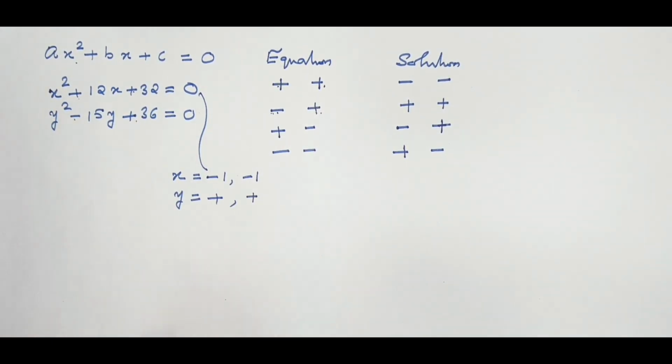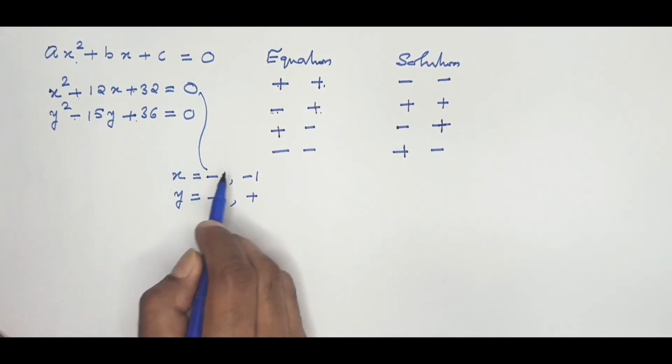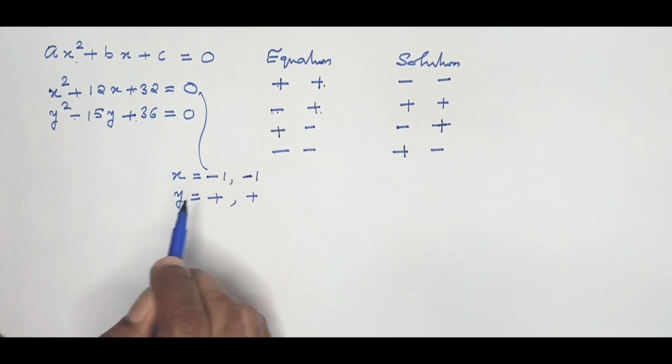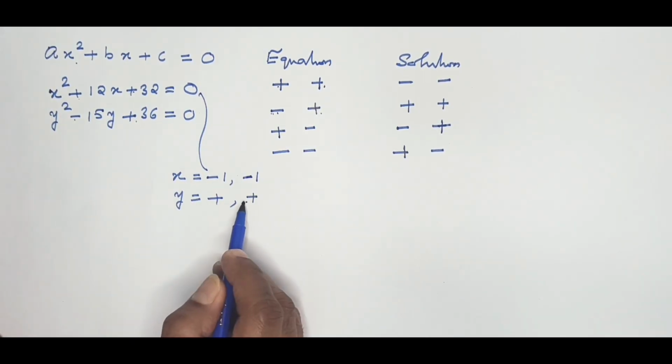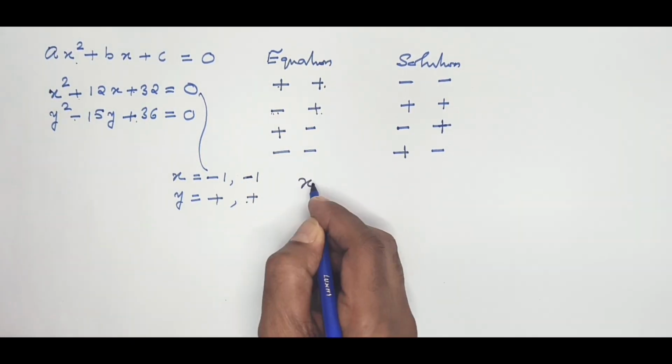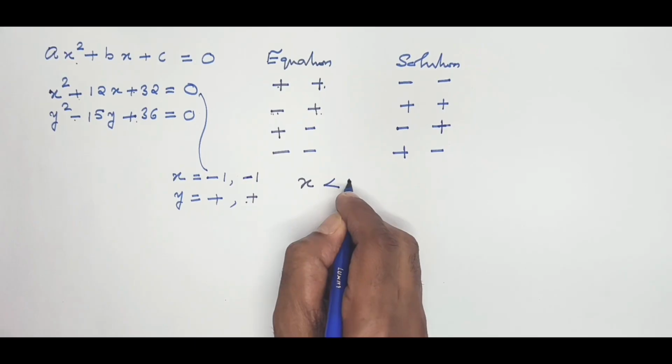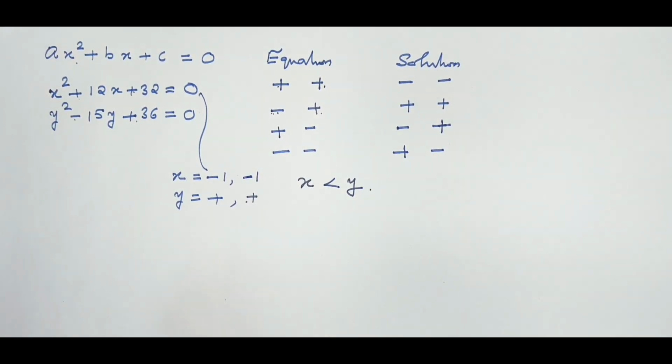So you don't need to waste your time finding the exact solutions of the equation. You know that both the roots are negative in the first case and both the roots are positive in the second case. In that case, x is going to be always smaller than y. This is the other method.